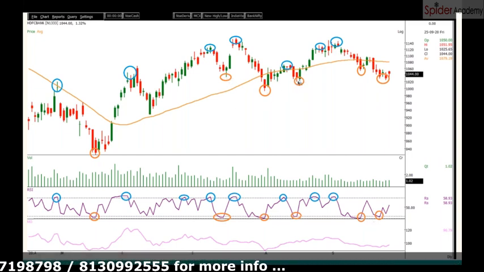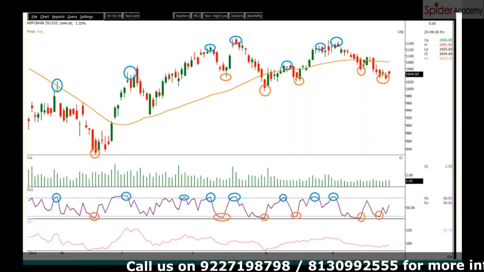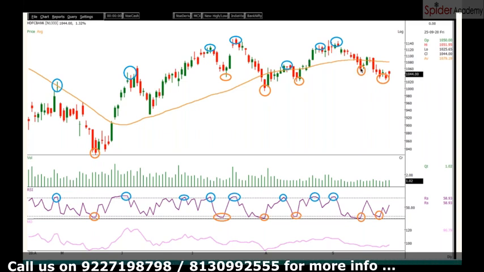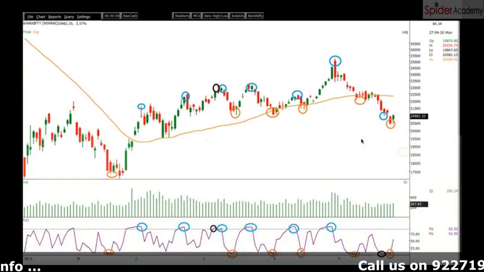All the oversold zones you buy here and you're getting 5 to 6% on 5 days trading or 4 days trading. Over here it is oversold, it goes up and it gives you around 30 rupees. It can also be applied on Nifty and Bank Nifty.